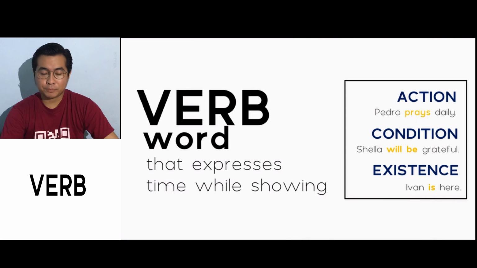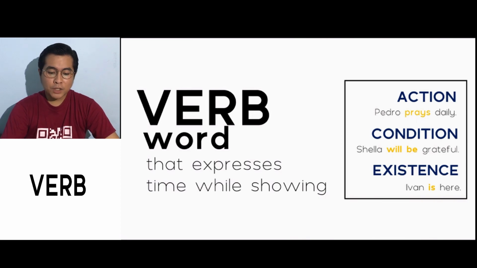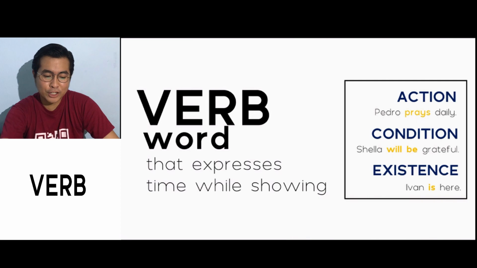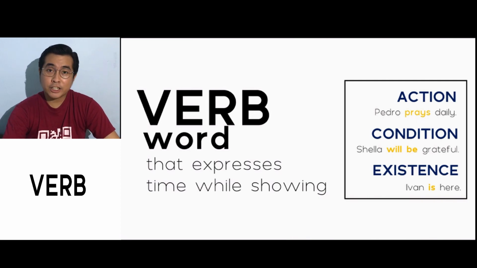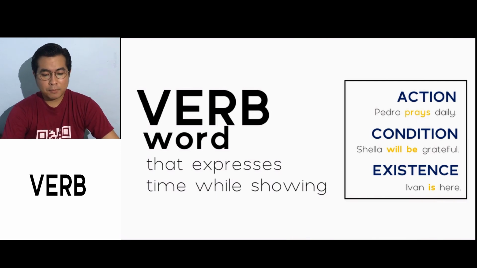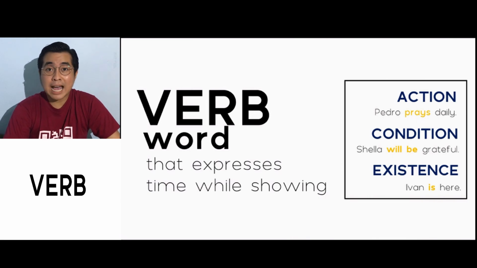So your verb is connecting your subject Ivan to another part of the sentence, which is here. Again, as you can see, condition and existence are not actions, because the usual definition of a verb for early learners is that they pertain to action. They are action words, but again, they are not always actions.